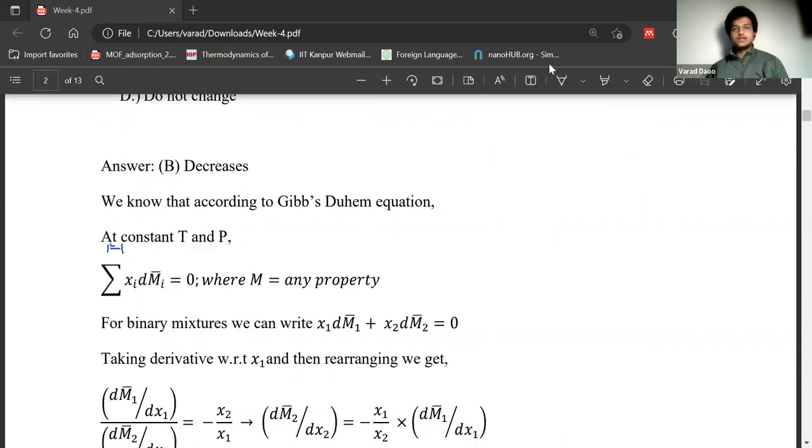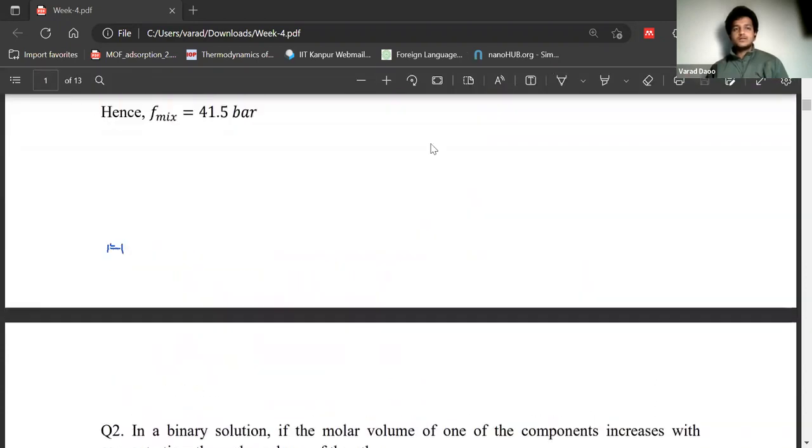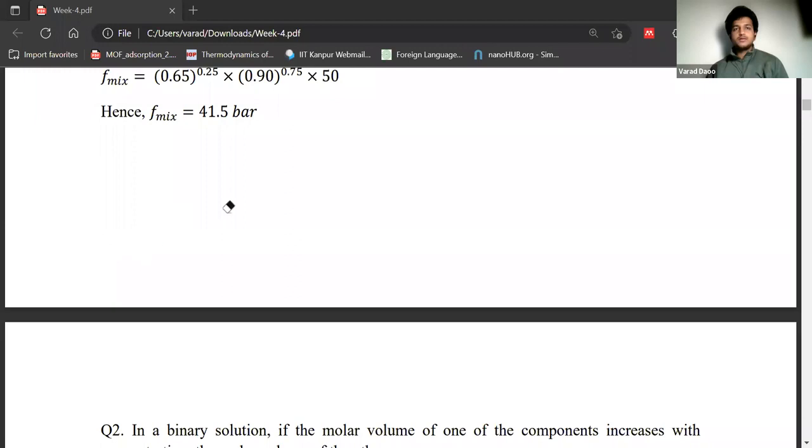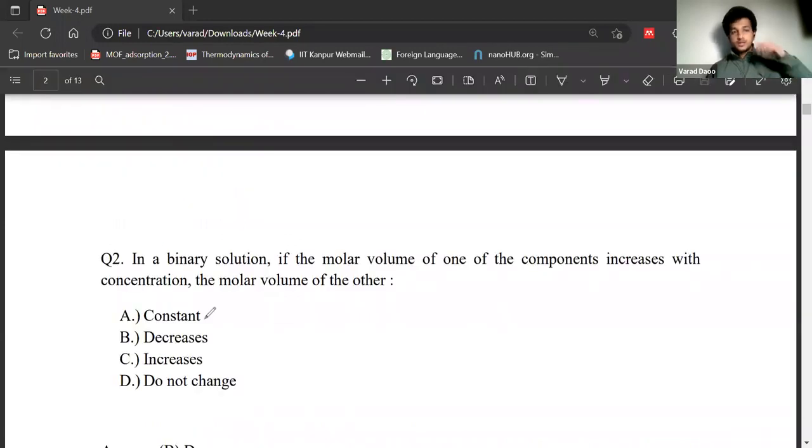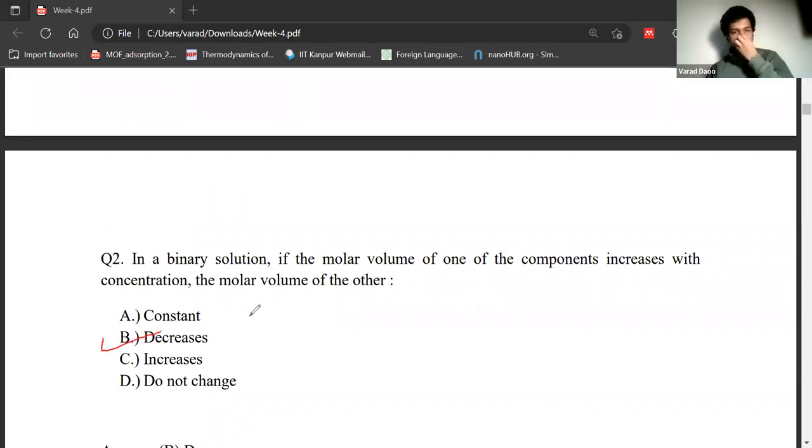Okay, the correct answer is, let me just clear this one. Right. The correct answer is option B. That is V2 bar decreases with X1. Okay, option B is the right answer.